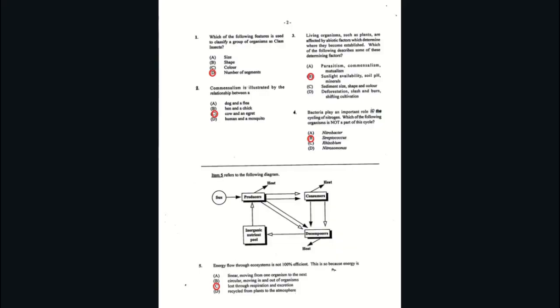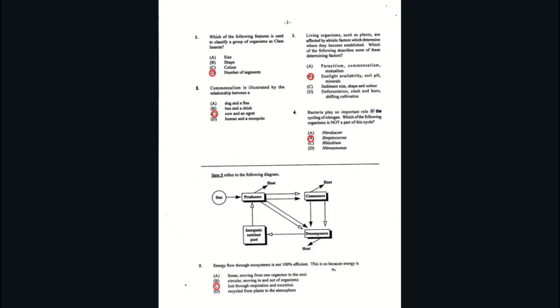Okay, so now number four. Number four says a bacteria plays an important role in the cycling of nitrogen. Which of the following organisms is not a part of this cycle? So let's just say you don't remember the nitrogen cycle, you don't remember anything that goes on, but we know that obviously nitrogen is in it.